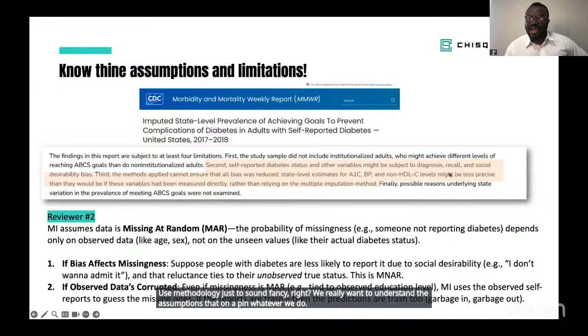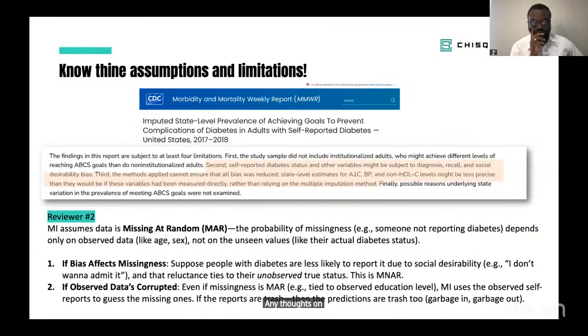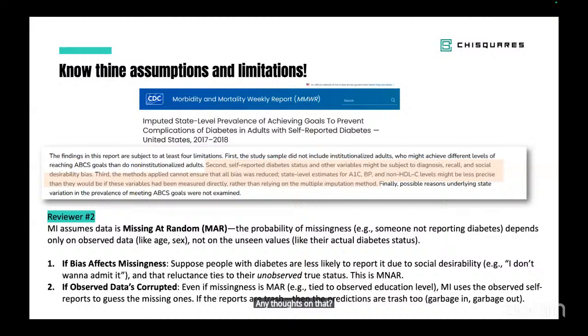Now, I would like someone to challenge this claim here that the state level estimates, the results from the paper, might be less precise than they would have been if those variables had been measured directly and not imputed. Any thoughts on that? Yes, sir.